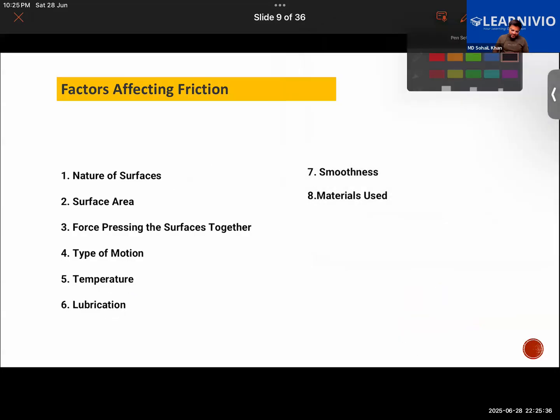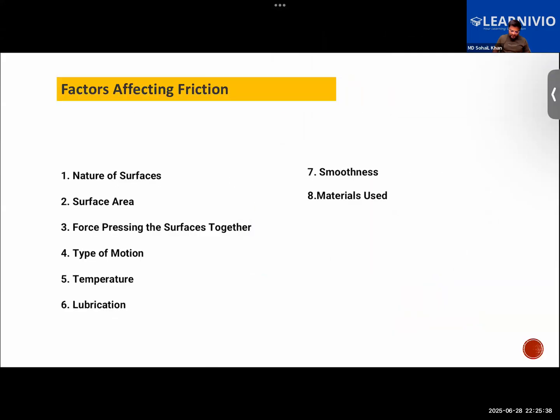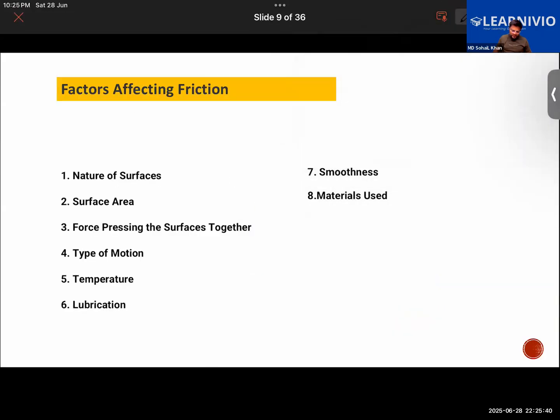So let us conclude the different things we have discussed so far. Majorly there are three factors, but I have told you some extra things also. The factors that affect the friction are majorly three. The first one, I would say, is the surface roughness.